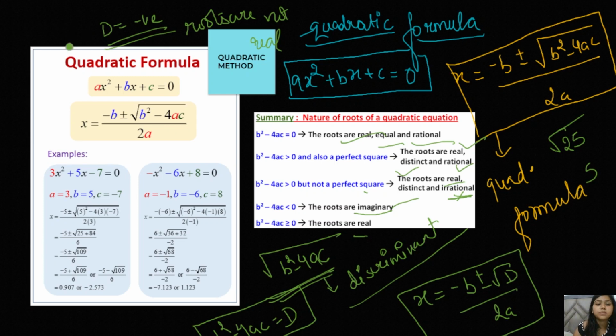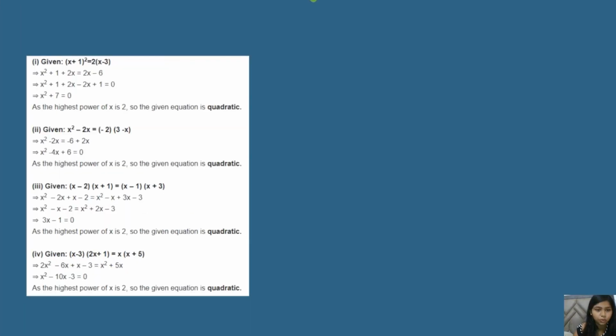Just make sure that when D equals 0, the roots are real, equal, and rational. When D is greater than 0 and a perfect square, then they are real, distinct, and rational. When it is not a perfect square, they are real, distinct, but irrational. But when D is negative, the roots are always imaginary. So this is the quadratic formula, this is what we call the discriminant, and these are the natures of the roots depending upon the discriminant's value.